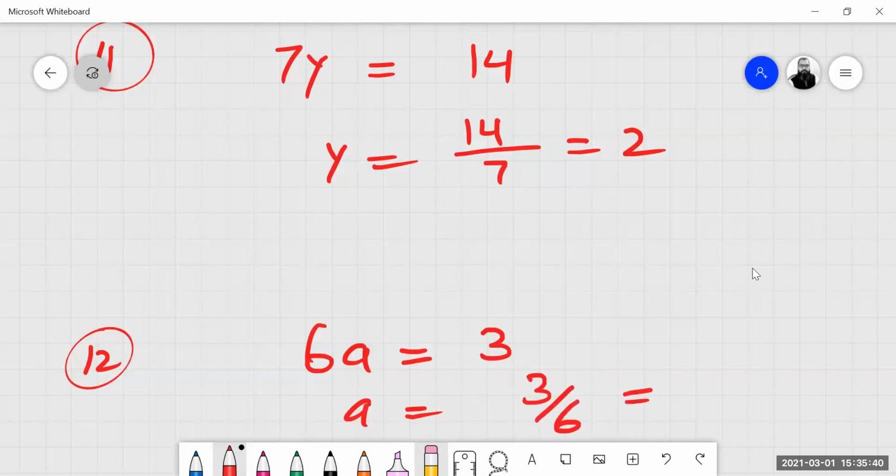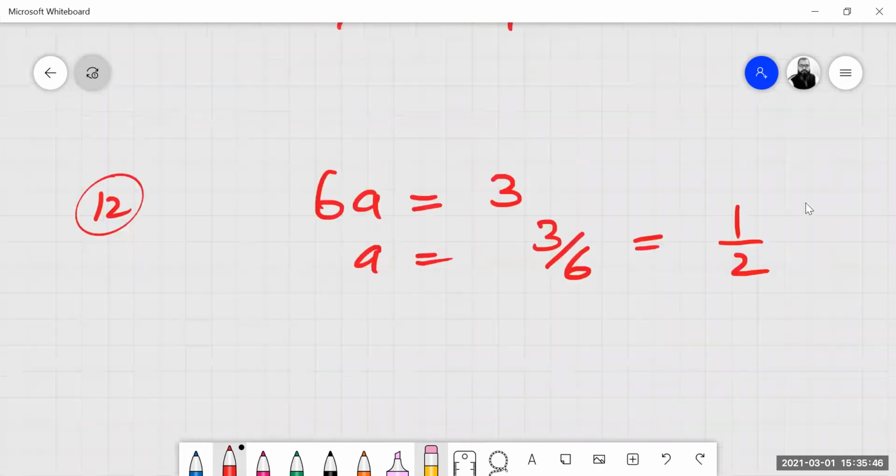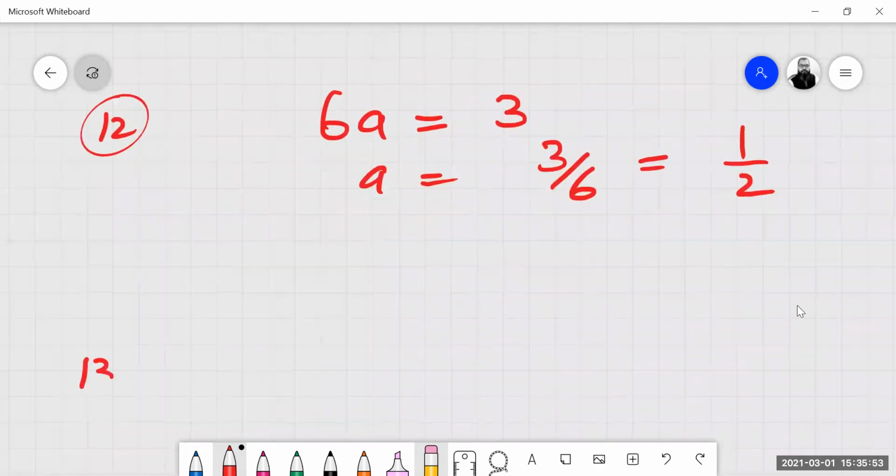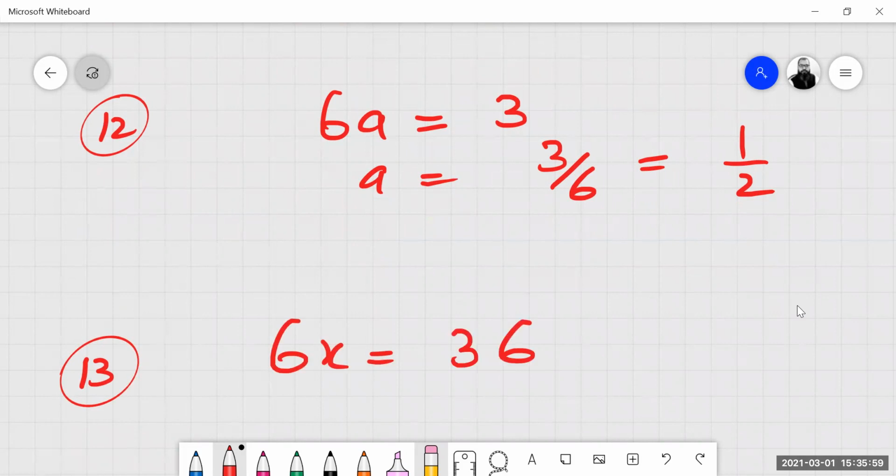3 over 6. Simplest form? 1 over 2. Question number 13. Mr., they did not say to use the simplest form. If they do not say, you have to do it.